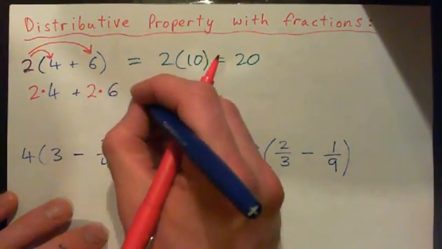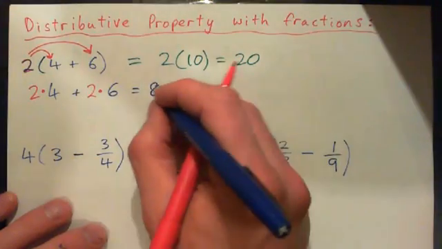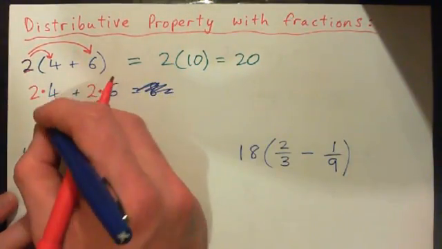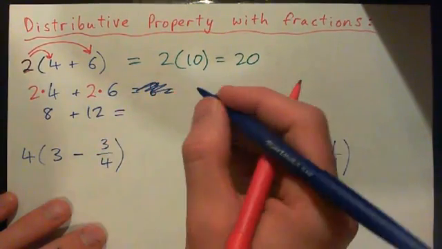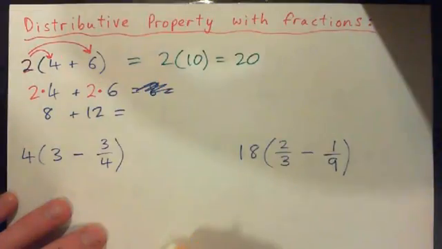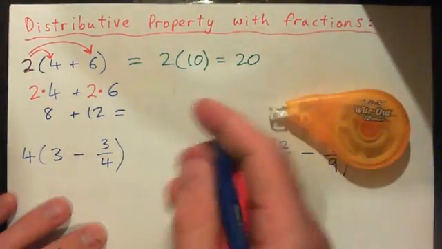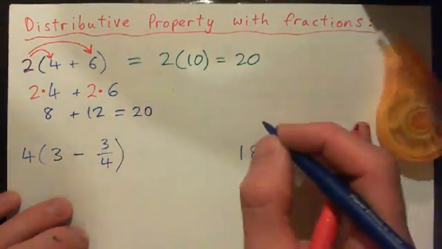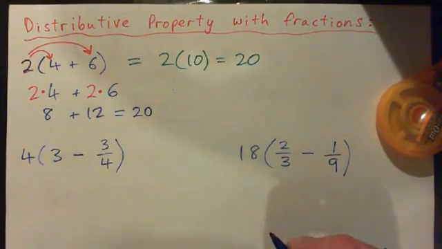Okay. And 2 times 4 is 8. 2 times 6 is 12. And 8 and 12 gives 20. It's the same thing, isn't it? So the distributive property does indeed work, where you take this number and multiply it by everything inside there. Okay.